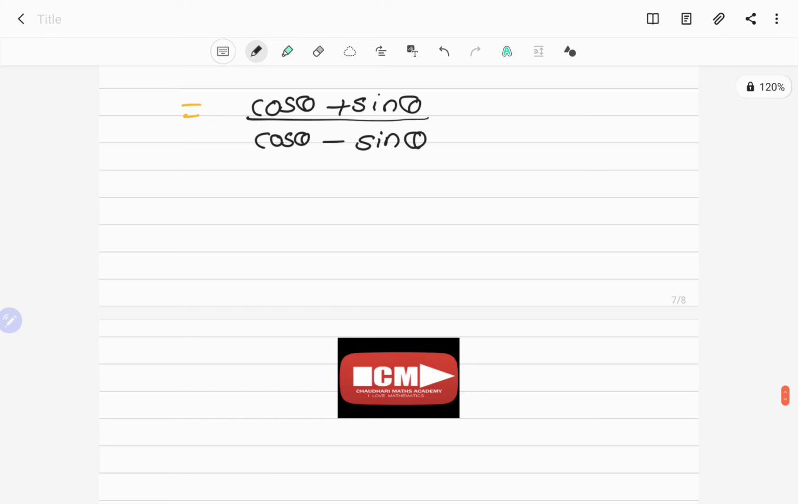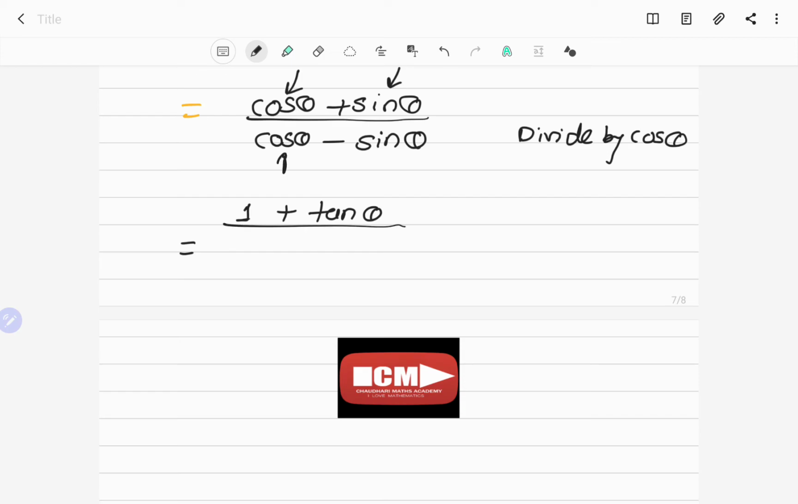After simplification, in the next step I will suggest dividing by cos theta throughout. The next hint is to divide each and every term by cos theta. So let's observe, what if you divide this term by cos theta? This becomes 1. What if you divide this term by cos theta? It becomes tan theta. What if you divide here by cos theta? It becomes 1. And the last step, if you divide here by cos theta, it becomes tan theta. And this was the requirement of the problem, which is equal to the RHS.